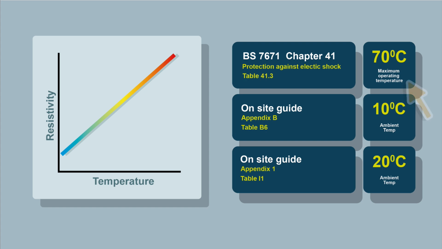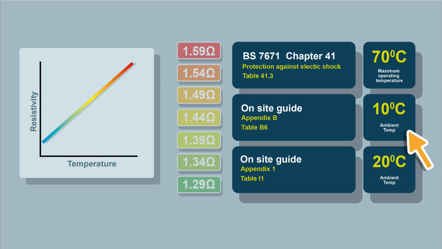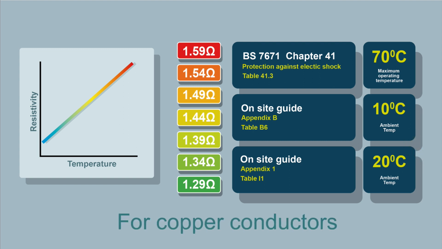BS7671, the conductors are at their maximum operating temperature of 70 degrees C. The on-site guide is at an ambient temperature, which they've decided is 10 degrees C. And because resistance increases with temperature, we get different values. The higher the temperature, the greater the resistance.